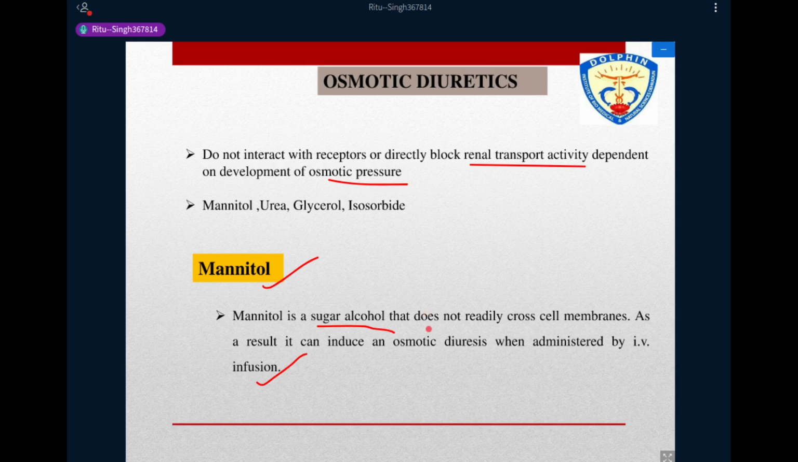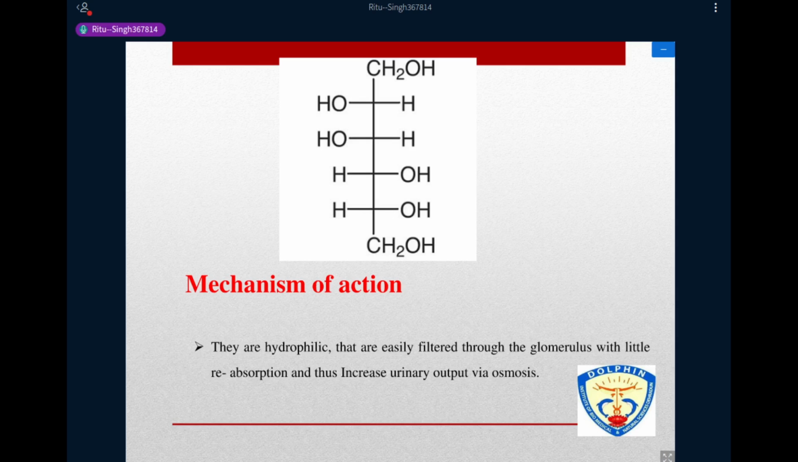Because these drugs have a poor ability to cross cell membranes, it is not given by oral route, it is given by intravenous route. Intravenous route is a type of parenteral route. That's why this drug is given by intravenous route, not by oral route. Okay. So this is the structure of mannitol. Mannitol is a sugar alcohol.